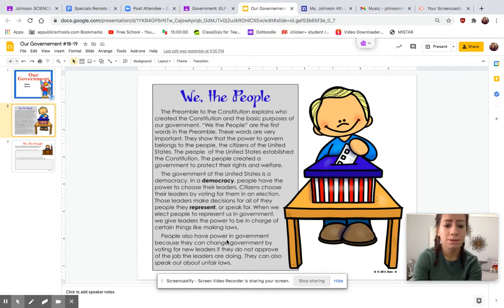People also have the power in government because they can change the government by voting for new leaders if they do not approve of the job the leaders are doing. They can also speak out about unfair laws. So in our democracy, if we think that our leader is not doing what he or she is supposed to, they can speak out, and it's called an impeachment, and they get rid of the president and bring in the next person in line to represent us. That is a very long process, and it takes a very long time, but it is done by voting. This is also for laws. If they think laws are unfair, they can vote and impeach the laws, and then the laws are no longer in effect, but they have to vote and go for it.